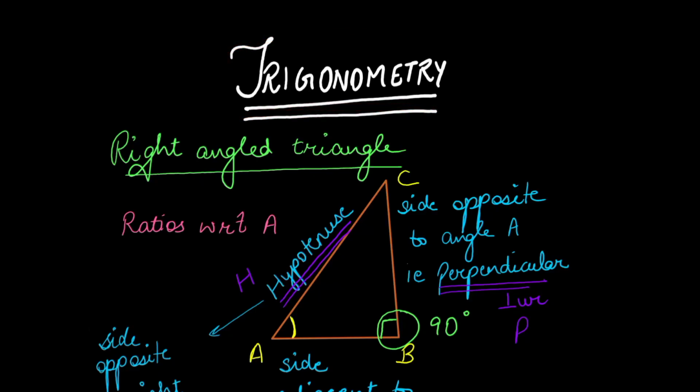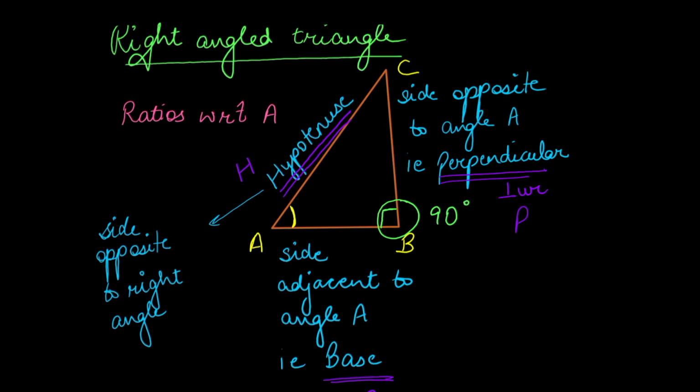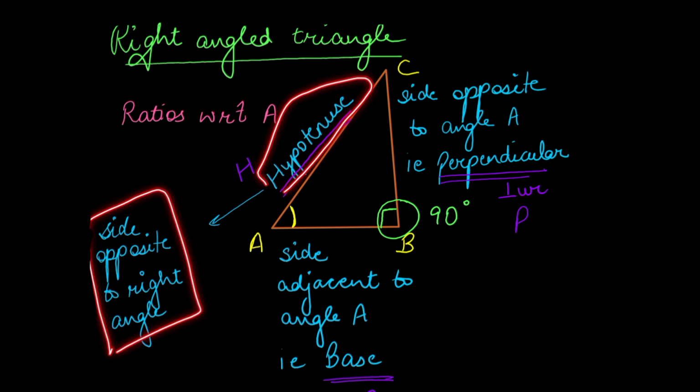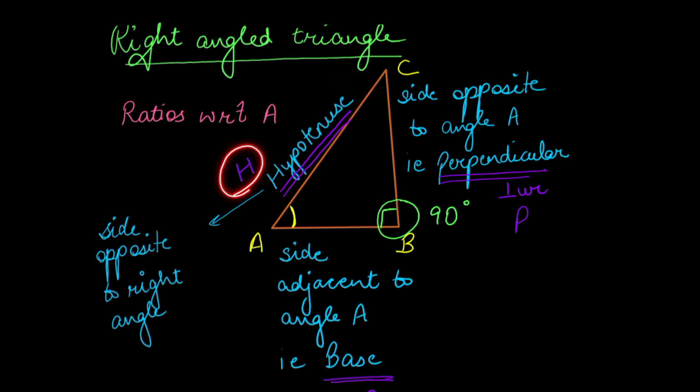Trigonometry. We will study trigonometry with respect to a right angle triangle ABC, which is right angled at B, that is angle B is 90 degrees, and we will be studying trigonometric ratios with respect to angle A. Now the side adjacent to angle A is called the base, which we will be writing as B. The side opposite to angle A is called the perpendicular, which we will be writing as P, and the side opposite to the right angle is called the hypotenuse, which we will be writing as H.